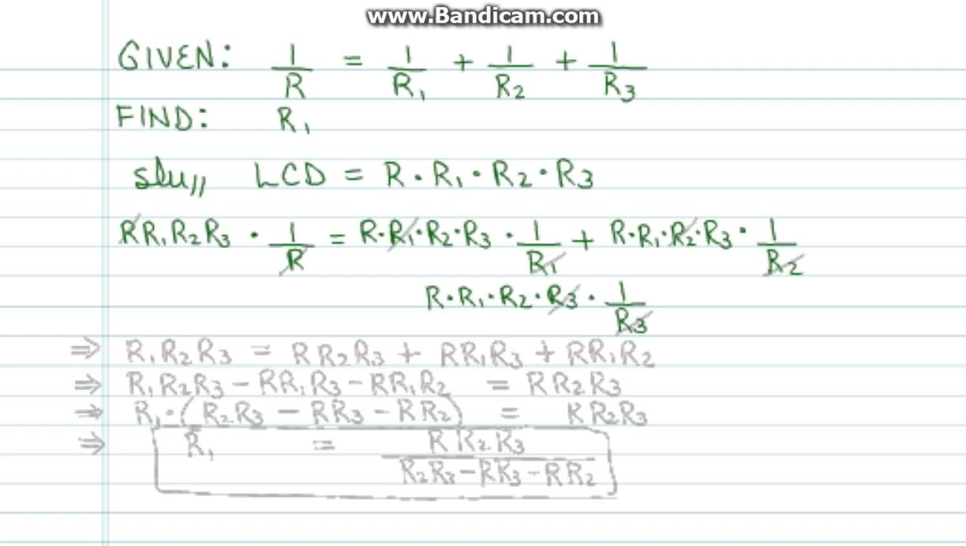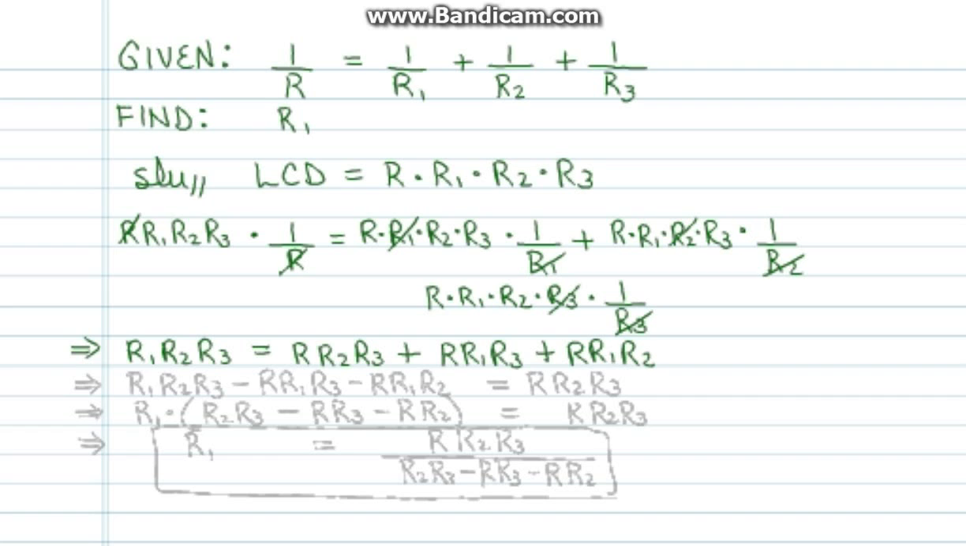What happens is we have a cancellation of the common factors on the bottom and the top of each of these terms. And we have no more fractions. So that implies R sub 1 times R sub 2 times R sub 3 times 1 equals R times R sub 2 times R sub 3 plus R times R sub 1 times R sub 3 plus R times R sub 1 times R sub 2. Now we're searching for R sub 1.